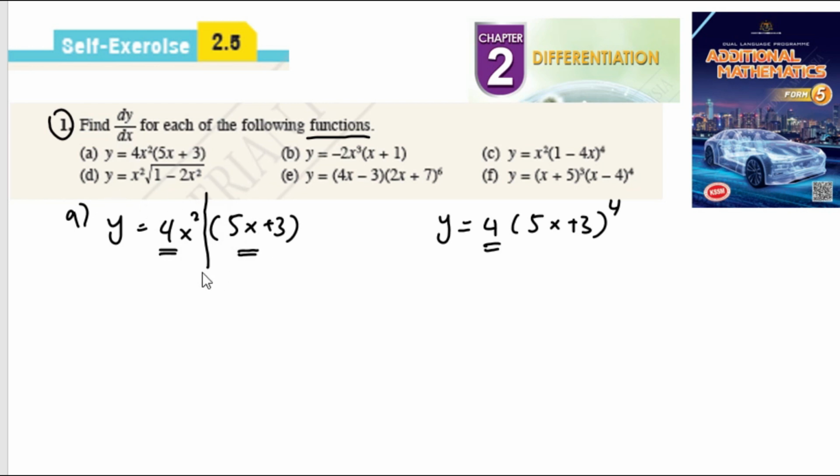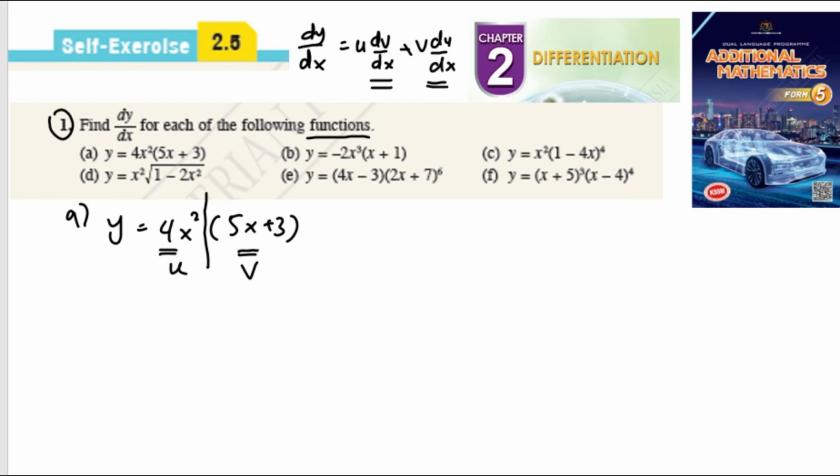So if we have something like this, we use this formula: dy over dx is equal to u dv over dx plus v du over dx. So you see, u times the differentiation of v plus v times the differentiation of u, where the first one is u and this one is v. So you have to find the differentiation dv over dx, and you have to find du over dx, to get the answer.